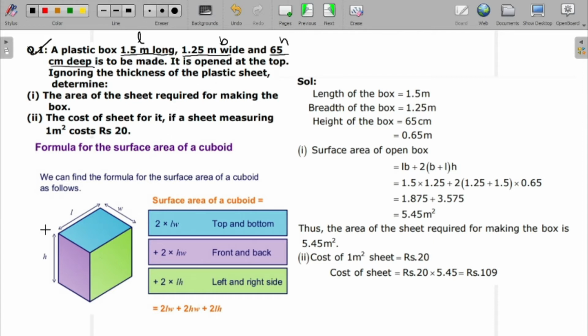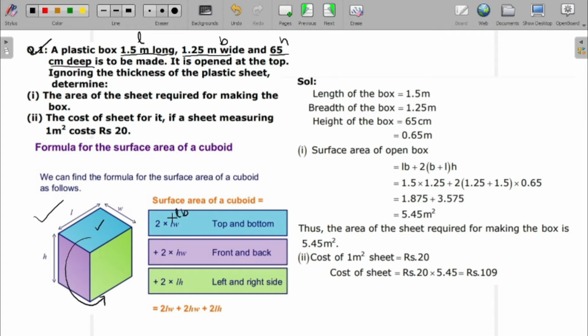Here you can see, as in the figure, top means length and width, length and width means length into breadth. One is this one, second is just under this one. So we will neglect the top. If we neglect the top, this is counted for one time only, length into breadth. Okay, so we have to find the surface area.